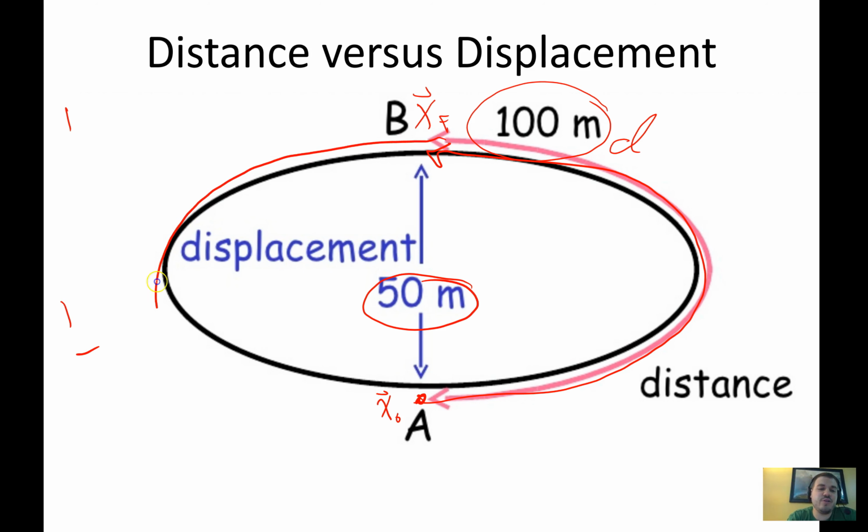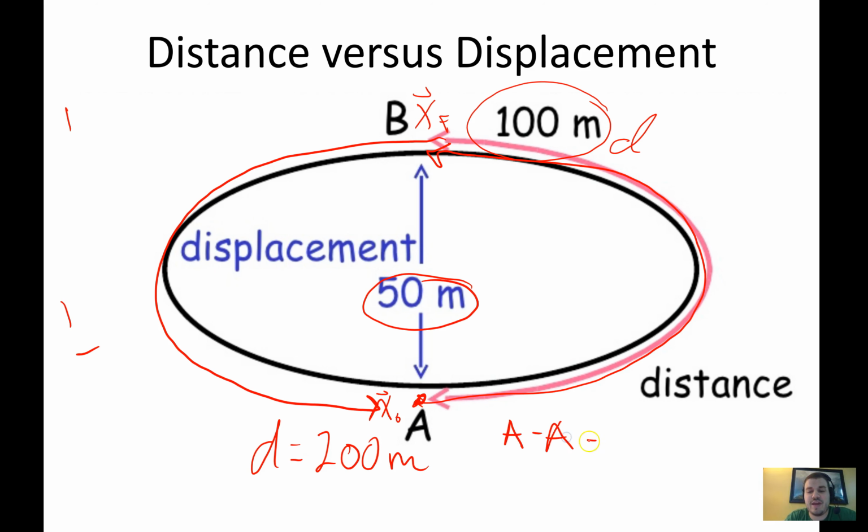If I continued to go around the circle, what would my total distance be? I've now moved another 100 meters, so my distance here would be 200 meters. Whereas I've returned to my same spot, so I would have a position of A as my final minus a position of A as my initial, meaning that my displacement would appear to be 0. I did move, but for displacement, my change in position, it's 0.